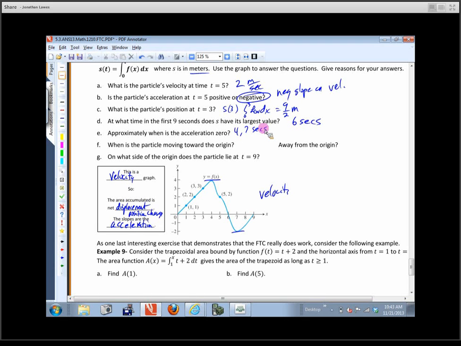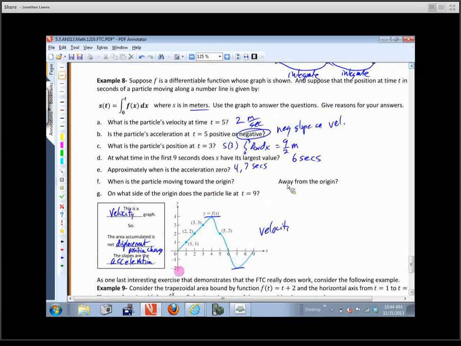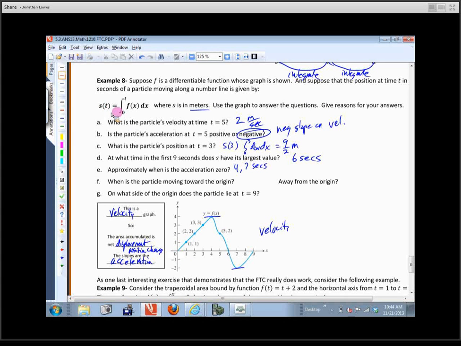When is the particle moving toward the origin, and when is the particle moving away from the origin? It's moving toward the origin from 6 to 9. Okay, so let's think about this. Do we know where the particle started? How do you know it started at 0? This is a velocity function, so just because that's 0 right there. If you plug in a 0, this is the definite integral, the accumulated area from 0 to 0. So its initial position, if we were to think about what the position curve looks like, it would start at 0.